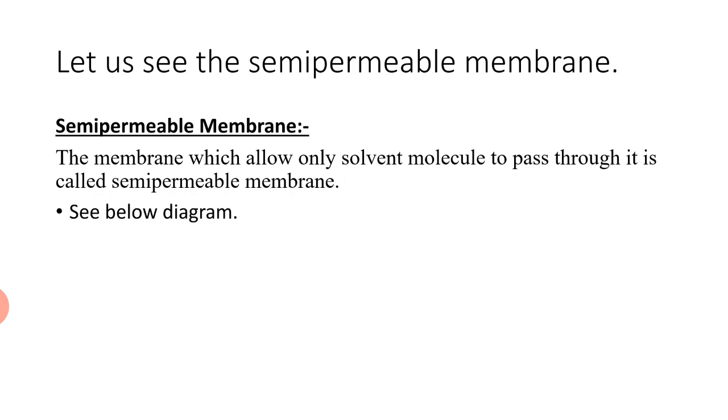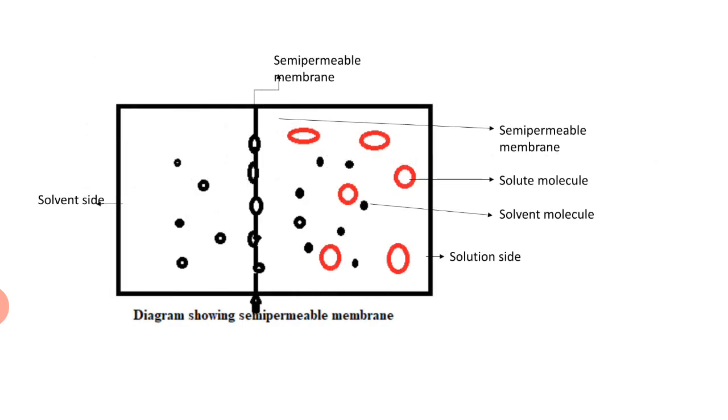See the below diagram. Now the diagram shows a semi-permeable membrane. This rectangle's middle part has the semi-permeable membrane. The left-hand side of the diagram contains the solvent side, the right-hand side contains the solution side. Of course, since it is a solution, it contains solute molecules that are red in color, solvent molecules black in color, and this one is a semi-permeable membrane.